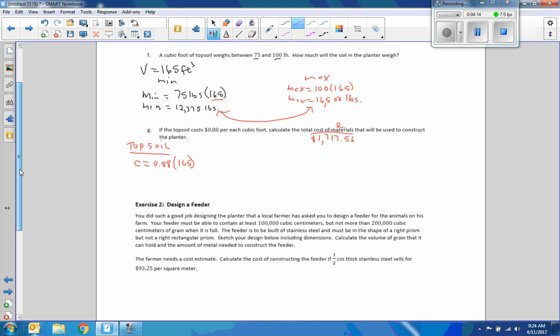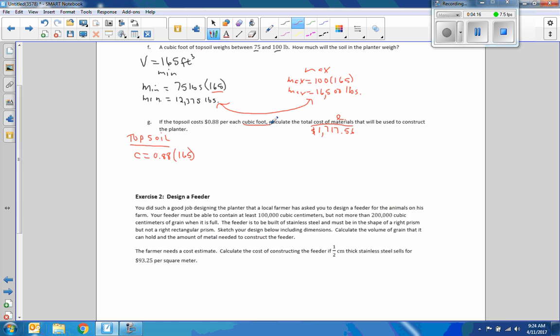The cost is per cubic foot, not by weight. So 88 cents per cubic foot, so it's 0.88 times 165, which is the cubic feet. And that is going to equal 145.2. And since it's money, I'll put a zero here. That's $145.20. So the topsoil costs $145.20.